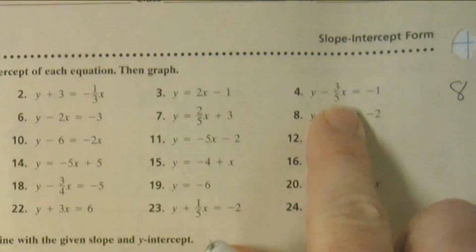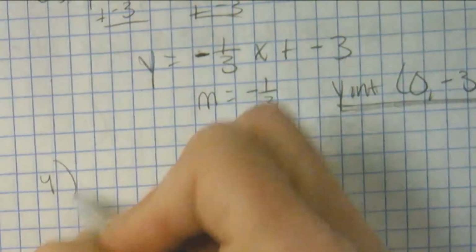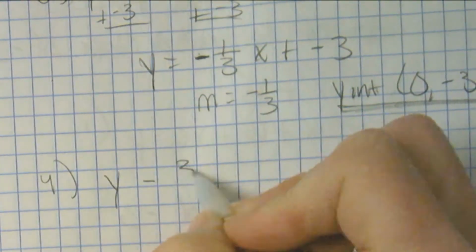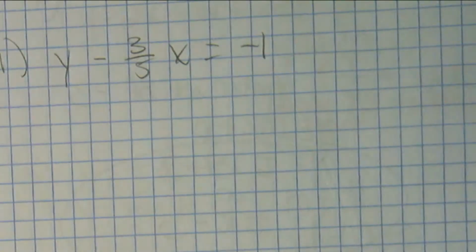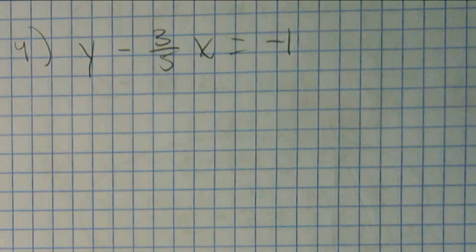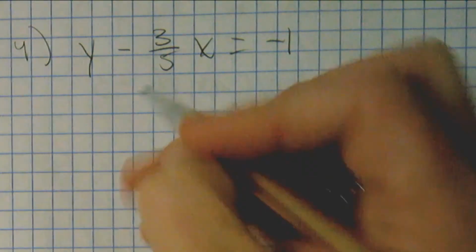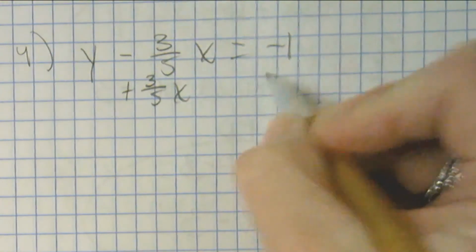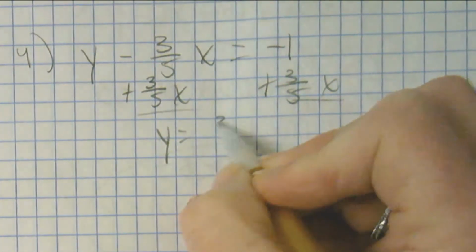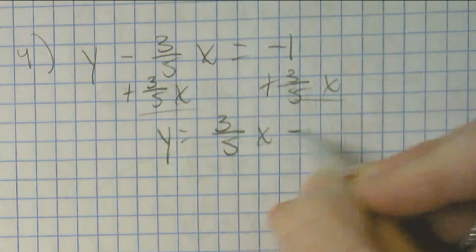What do I have to do to number 4? So let's do number 4. If I take a look at number 4, I have y minus 3/5 times x is equal to negative 1. What do I have to do to number 4 to determine my slope and my y-intercept? Peter? Yep. I'm going to add a 3 over 5x to both sides. So I get y equals 3/5 x plus negative 1.